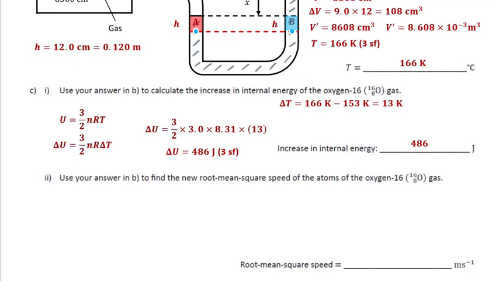Now C second part. Use your answer in B to find the new root mean square speed of the atoms of the oxygen 16 gas. Now remember that the c_rms is simply the square root of 3kT divided by small m. Now small m is simply the mass of one molecule. Small k is the Boltzmann constant. Now the mass of one molecule is simply going to be the total mass of all molecules divided by the number of molecules. Don't forget that we have the equation capital N is equal to N_A times small n. So, you are able to write small m as capital M over N_A times small n, and again small m is equal to m_R over N_A, where m subscript R is simply the molar mass here. Molar mass is simply the mass of 1 mole. And here we already know that the mass of 1 mole is 16 gram.